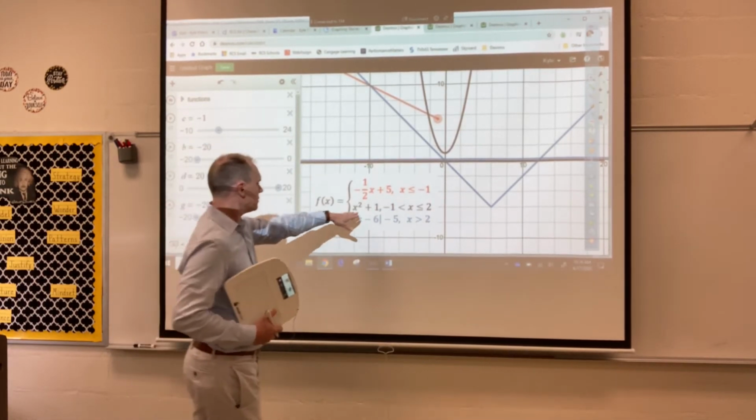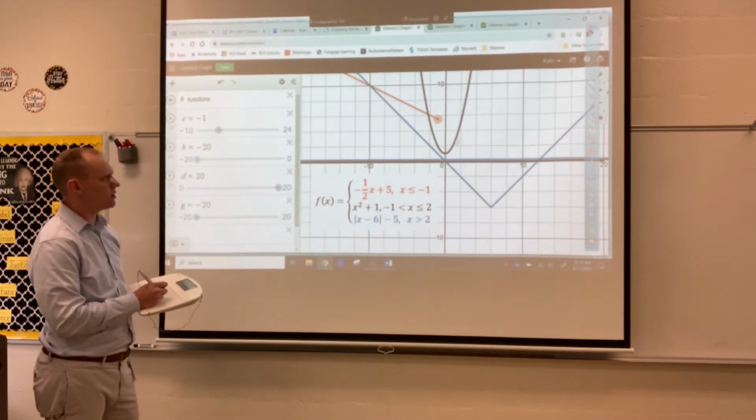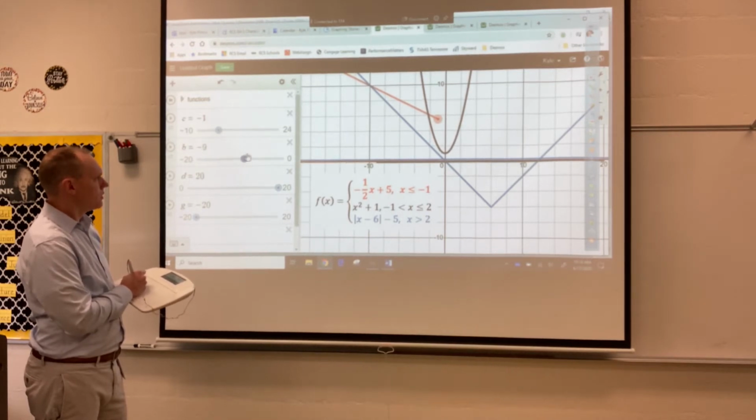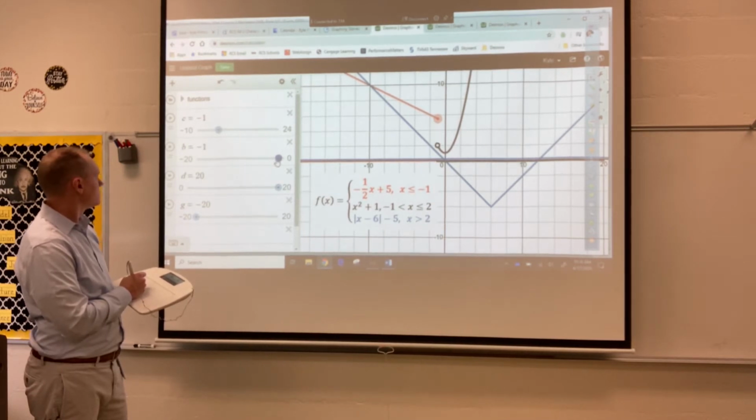All right, and then in the middle, from negative 1 to 2, so let's fix the quadratic. So this quadratic, we should not see the whole quadratic. We should only see it from negative 1 to 2.